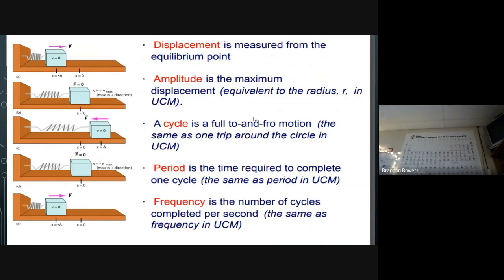Okay, looking at these. I know we just got the period, but just a few more. Displacement. Hopefully you guys don't have to write displacement down. We know what displacement is. Amplitude. We know what amplitude is. A cycle is a full to-and-fro motion, the same as one trip around the circle in ECM. You know period. And frequency is the number of cycles completed per second. Okay. So there's some terminology.